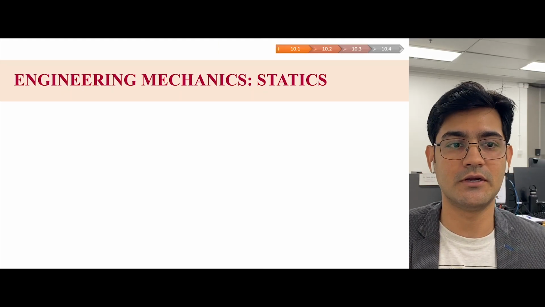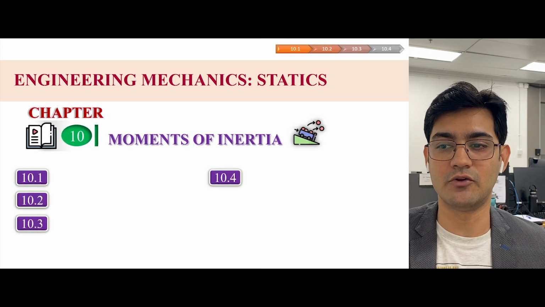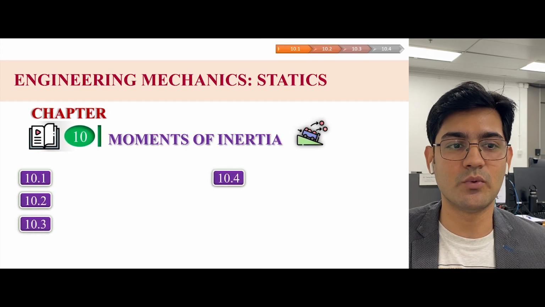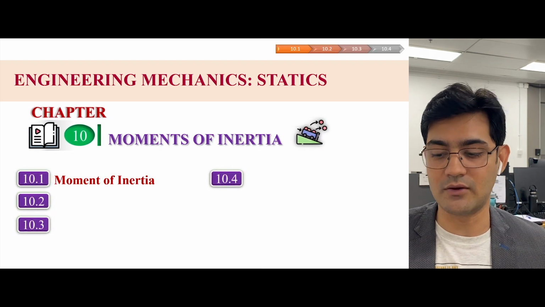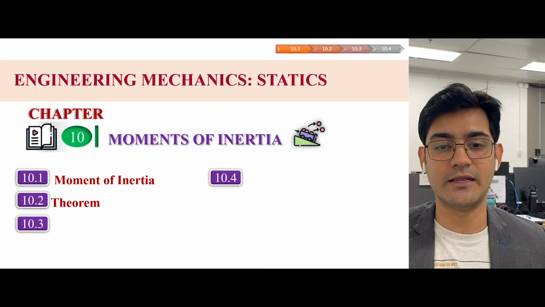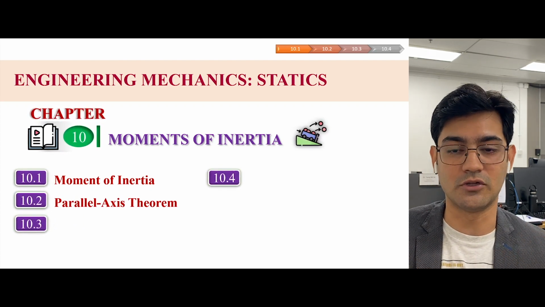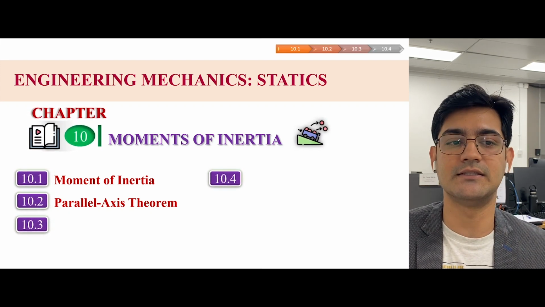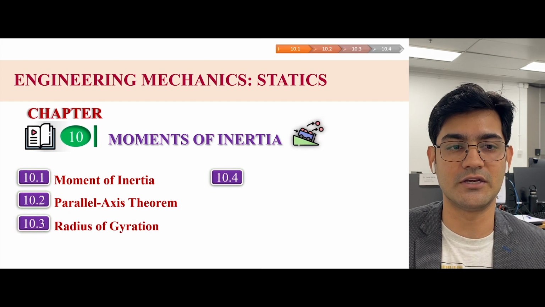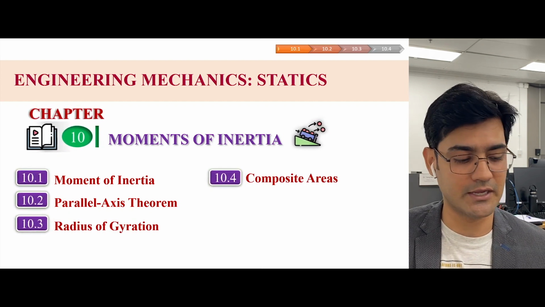So chapter 10 is about moment of inertia, and this chapter is divided into 4 sections. In section 1 we will study moment of inertia, what is moment of inertia, how we can calculate moment of inertia, and in the next section we will discuss parallel axis theorem, which is also one of the most important theorems in engineering mechanics statics. Then we will go through radius of gyration, and then in the last section we will study composite areas.